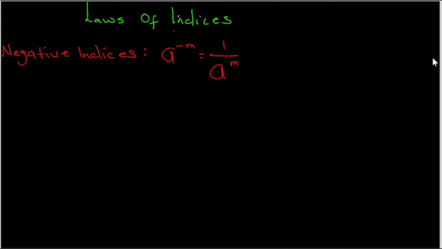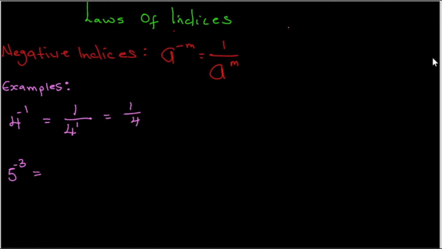So let's see some questions that have to do with that. Here is an example: 4 to the power of minus 1 and 5 to the power of minus 3. When we have 4 to the power of minus 1, it's 1 over 4 to the power of 1, which would give us 1 over 4.